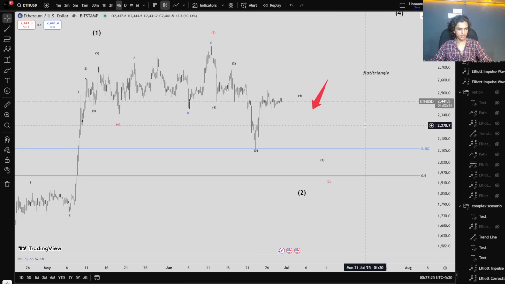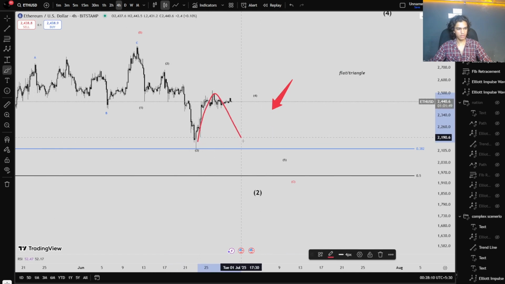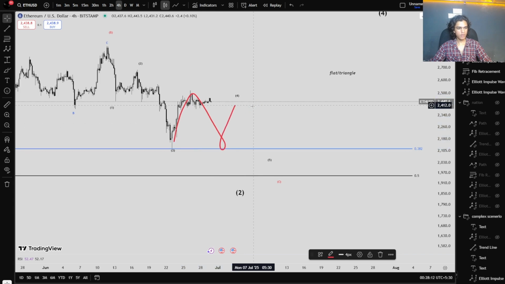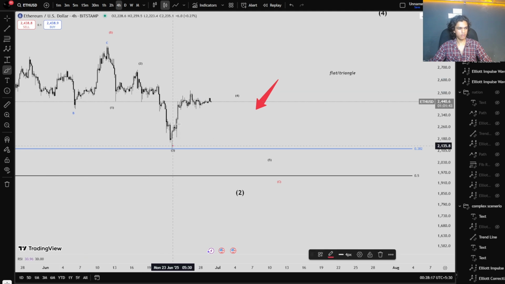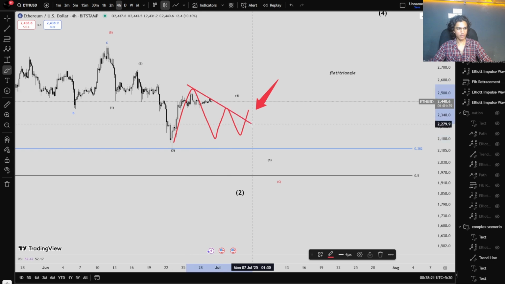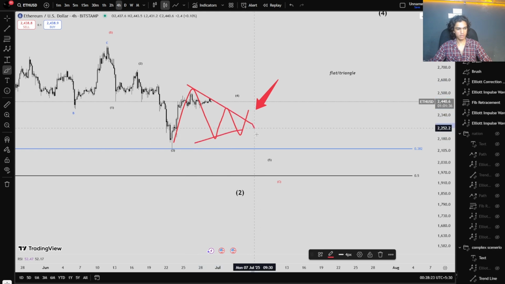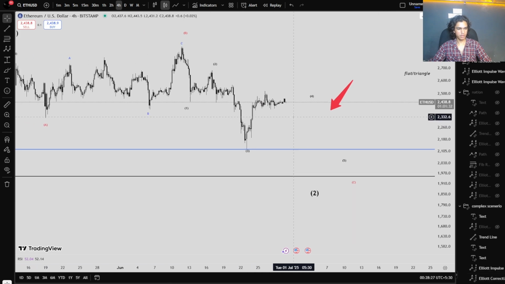So now let's see what's happening in this wave. The fourth wave, I'm expecting it to form a flat, A B and C, or a triangle here, A B C D E. We have a triangle, so the market should form a triangle and fall for a fifth wave. So this is what I'm expecting from the market.